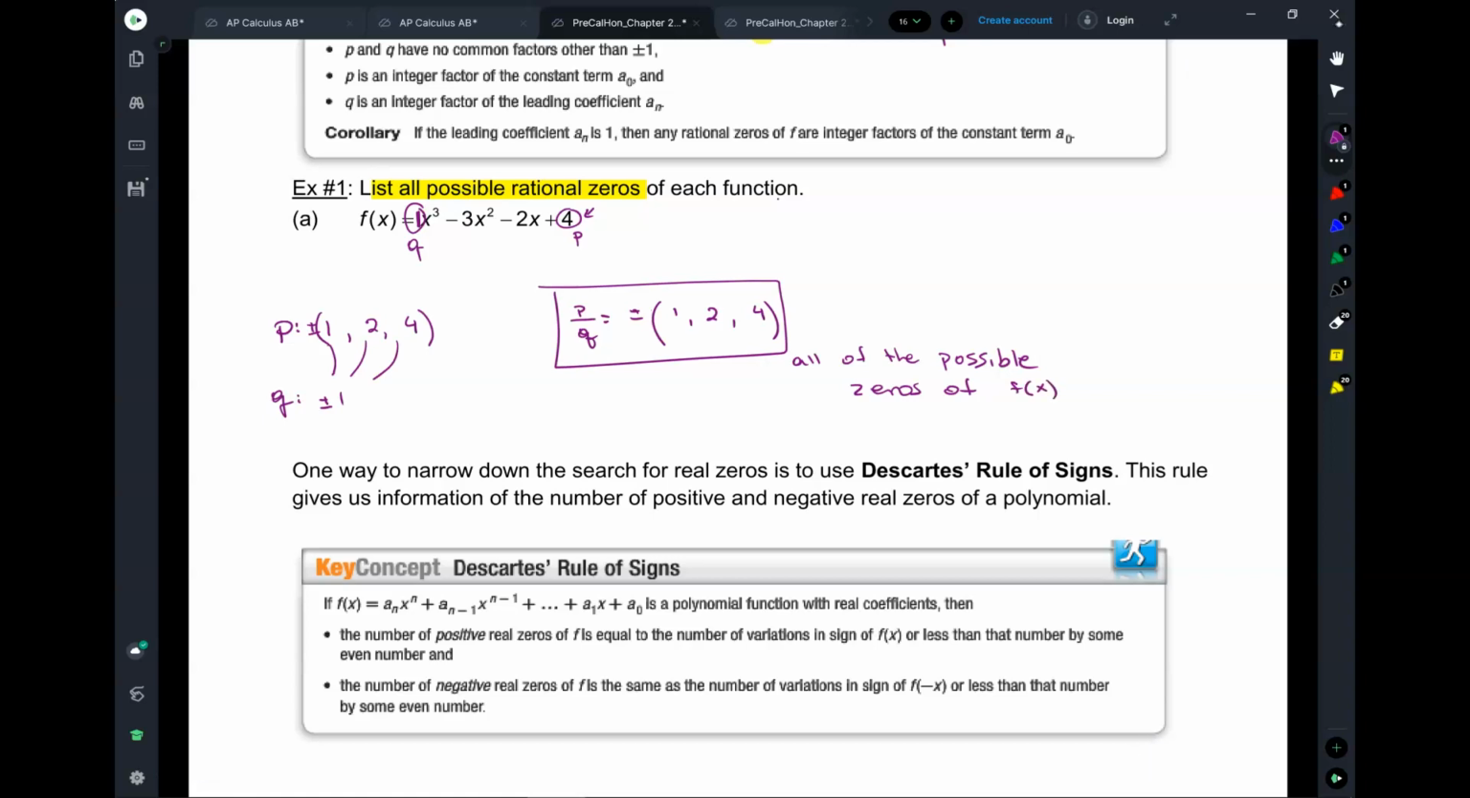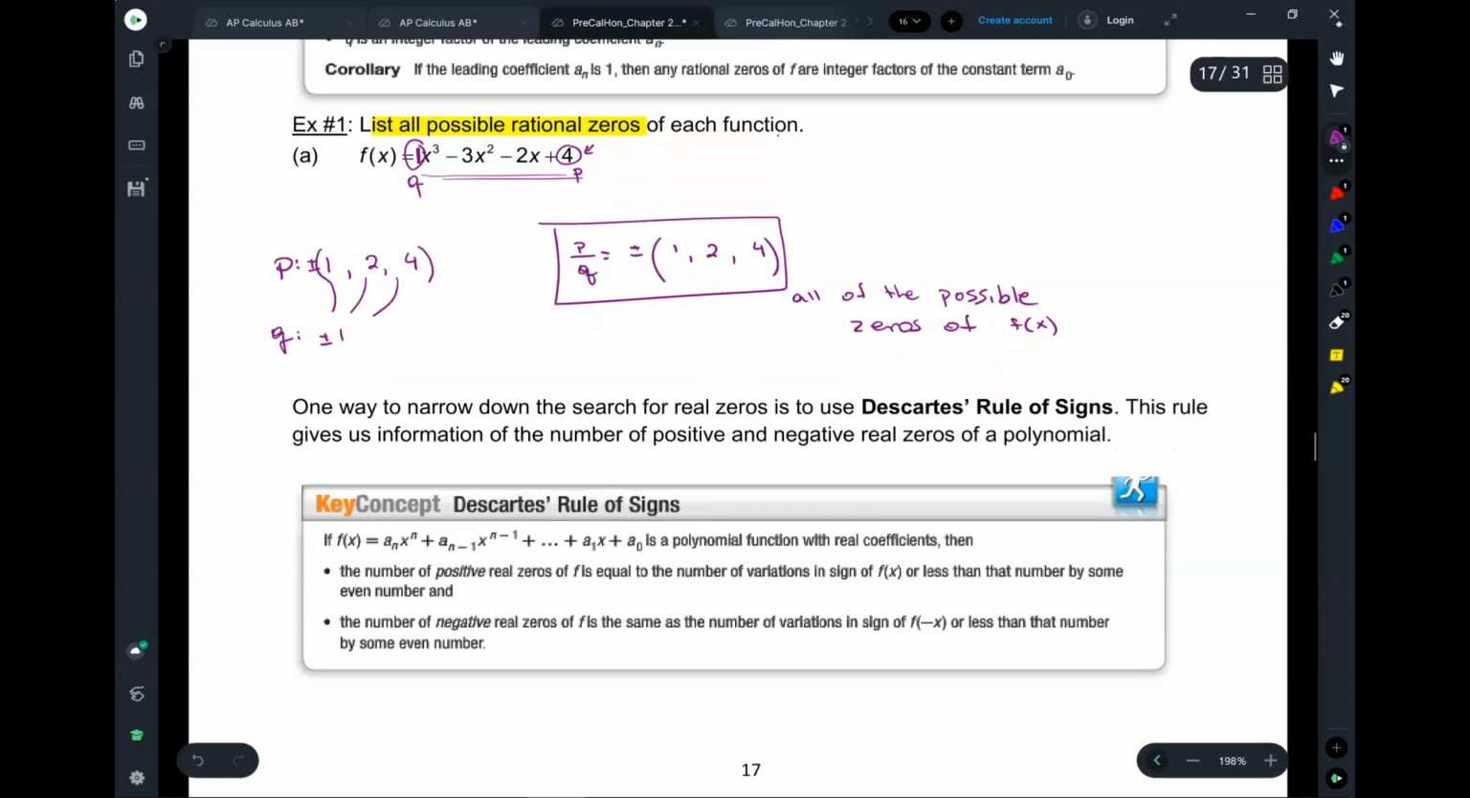So how many numbers are there here? 1 and -1, 2 and -2, 4 and -4, so 6 possible numbers. So basically, if this has any real zeros, it has to be one of these 6 numbers. So for example, 3 can never be a solution, right? 7 can never be a solution. Okay.